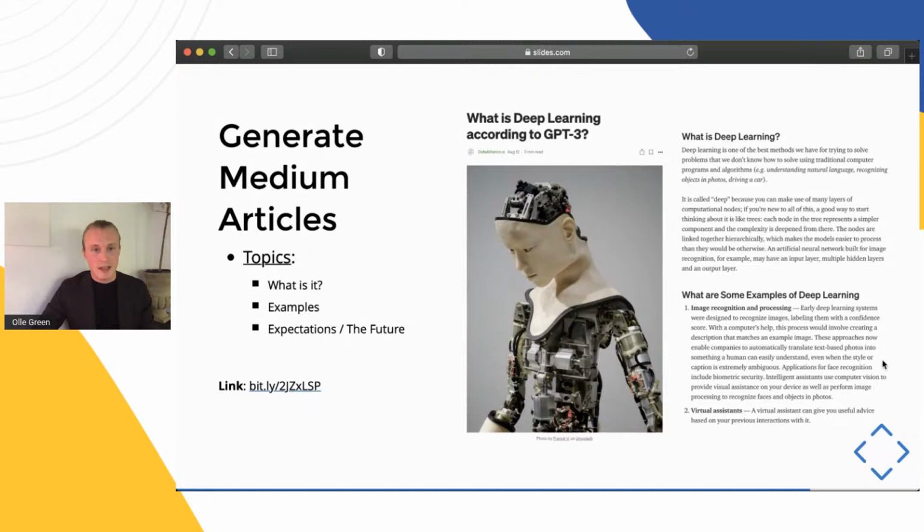At least here at DataAnalyze.io, we thought it would be fun to make it a little bit of a machine learning inception here, because of course we got to make GPT-3 write about deep learning algorithms and reinforcement learning. So we asked it basically to generate text: what is deep learning? Can you give some examples of it? And what are some expectations for the future?